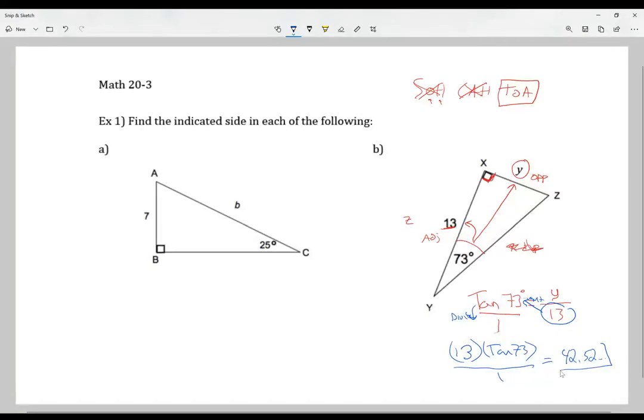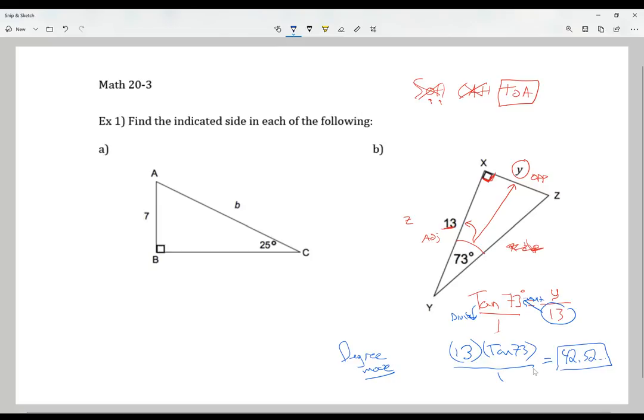Now, again, if you don't get that number, it's probably because you're punching it into your calculator wrong, or maybe you're not in degree mode. You have to be in degree mode to do trigonometry always. So you always have to do that. If you can't figure out how to turn your calculator into degree mode, let me know.